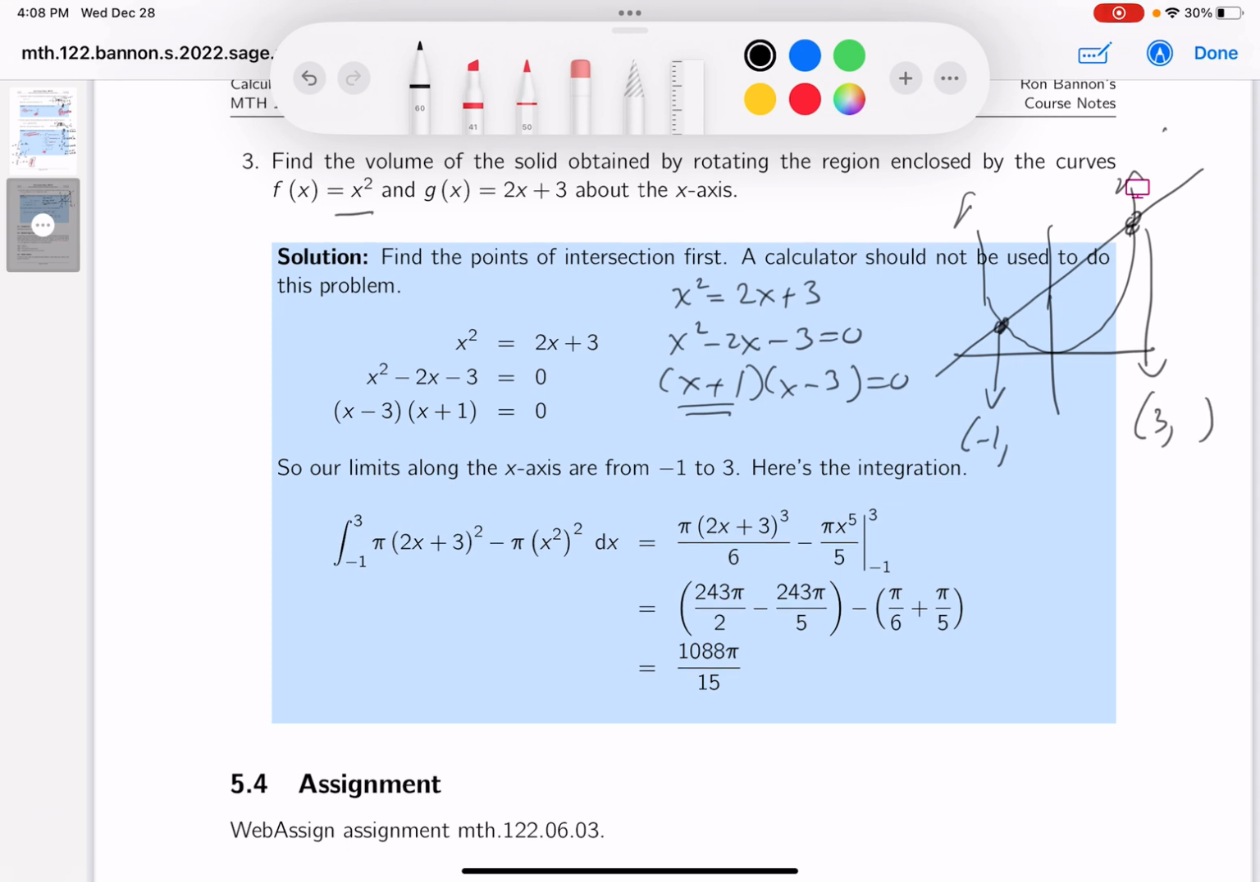How do you get the y value? Just square the x value. You can get 1 over here, and there you get 9. This is the region they're talking about. And what they're going to do now is rotate that about the x-axis.